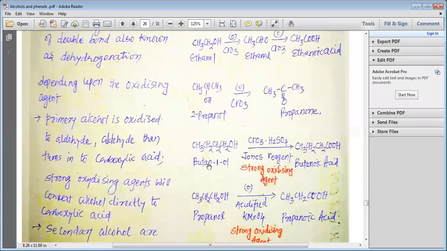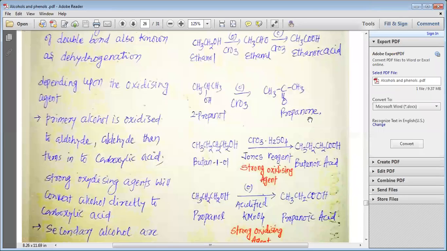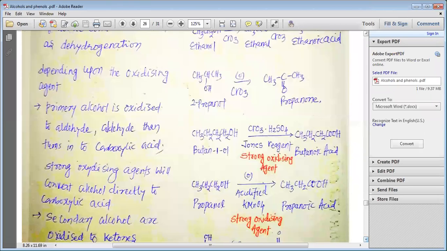You can see that butanol with the Jones reagent directly gives butanoic acid, but ethanol with CrO3 gives ethanal first, and then this ethanal is converted to ethanoic acid with the CrO3 itself. So CrO3 is a mild oxidizing agent. This is the primary alcohol, so it gives aldehyde. But 2-propanol with the mild oxidizing agent CrO3 gives us 2-propanone, which is a ketone. So primary alcohol gives aldehyde, whereas secondary alcohol gives us the ketone. This is how we study and understand.